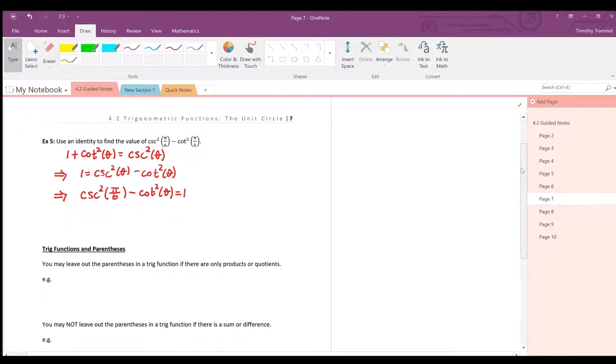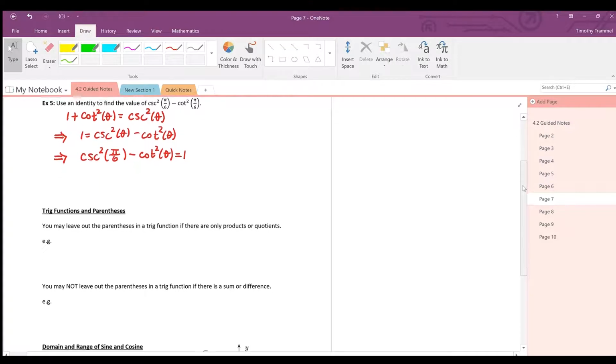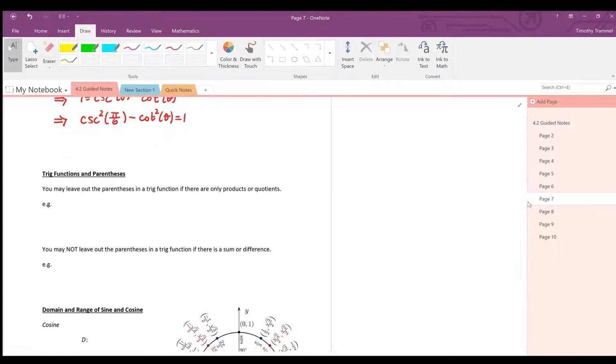Next on the list here, we have trig functions and parentheses. This is really just all about notation. There are times where with our trig functions, we just leave the parentheses out, and there are times where we can't leave them out. So we're going to figure out what those situations really are.